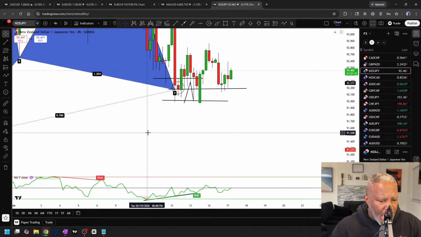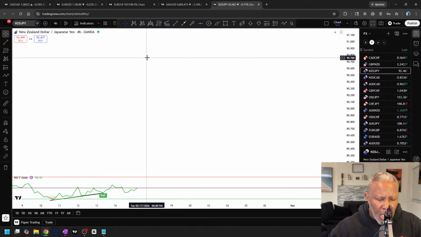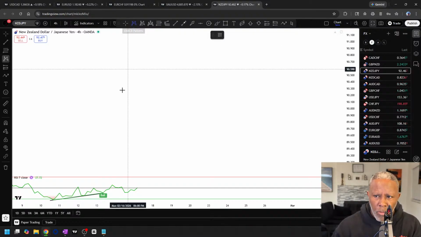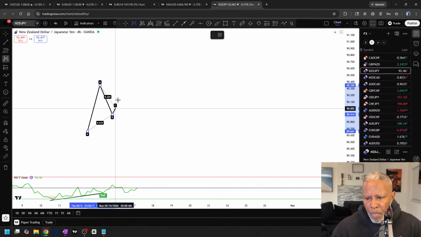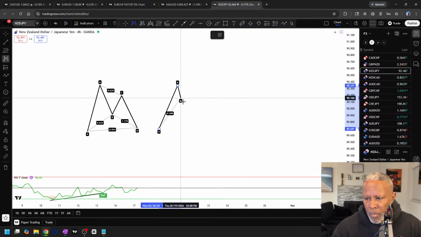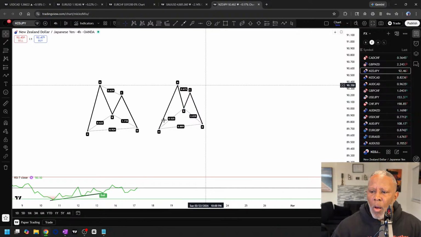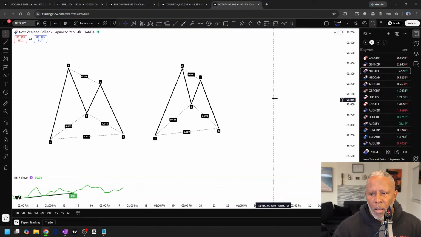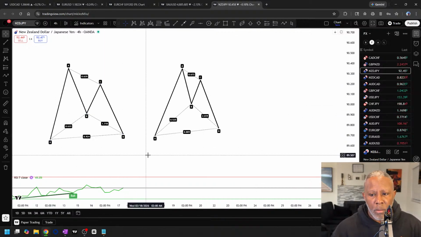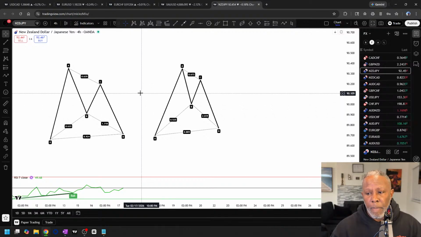So there are two different types of patterns. Okay, I can tell you that. I'll do it like this. I'll grab the XABCD pattern tool. Gartley and Bat are in the same family. They are X, A, B, C, D patterns. They're also A to B is equal to C, D patterns. They're in the same family.